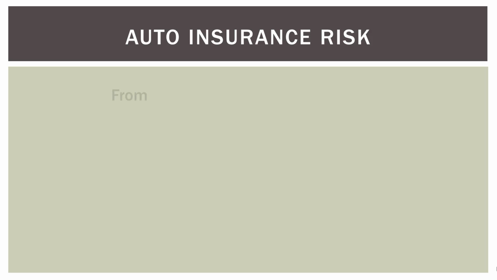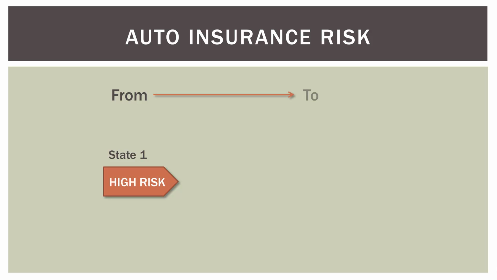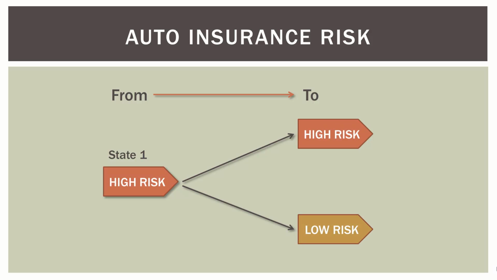Okay, so it's back to our problem here. Now we're talking about where we're going from to where we're going to. So let's say we start in the high risk state. Where can we go, as far as states go? Well, we could go to the high risk state when our policy renews, or we could go to the low risk state when our policy renews.